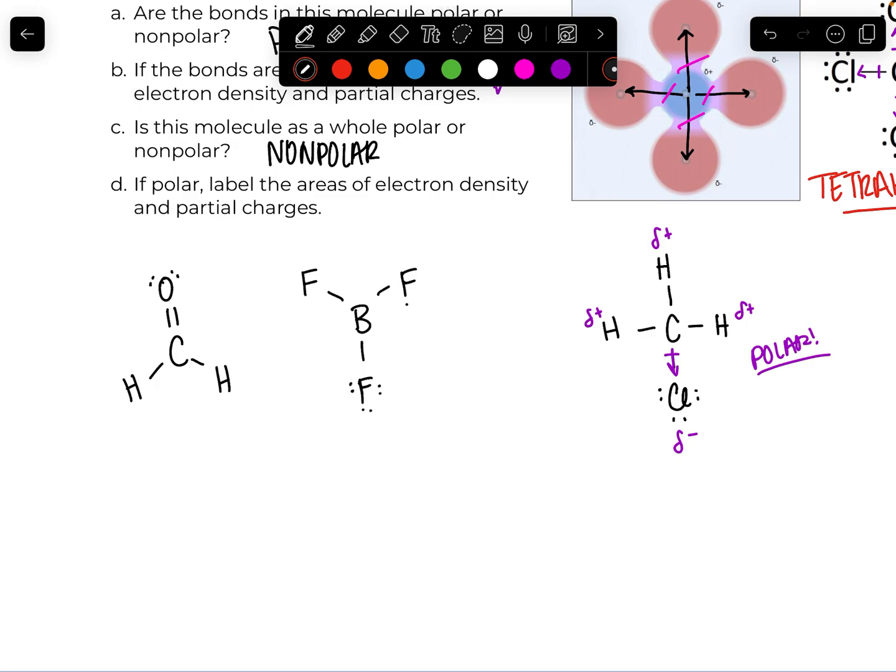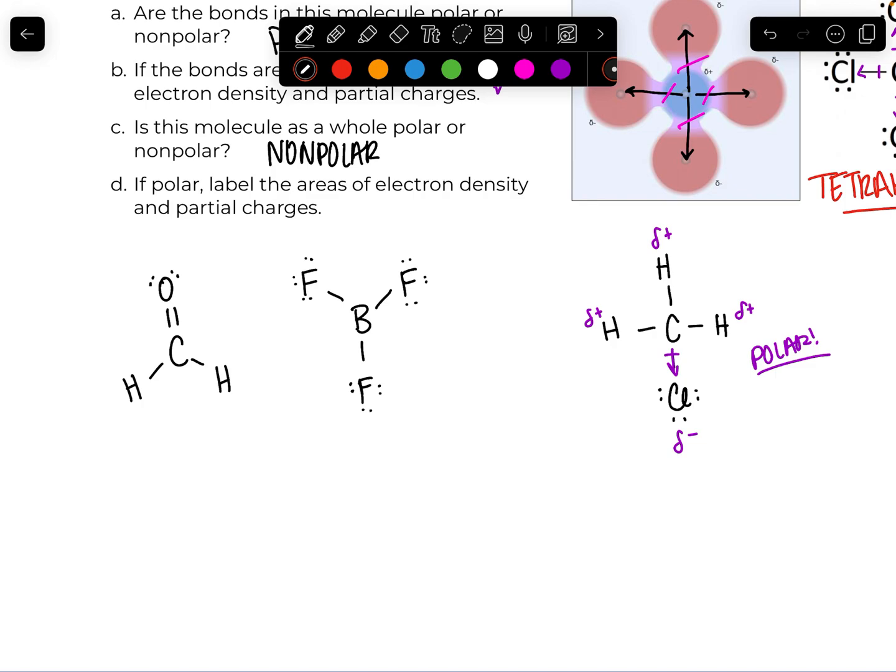So the other reason why I want to bring up this boron trifluoride molecule, you might be like, Miss Lambert, boron's only got 6 electrons on it. What the heck is going on? So it turns out boron's weird. Boron can be stable with just its little 6 electrons on it.